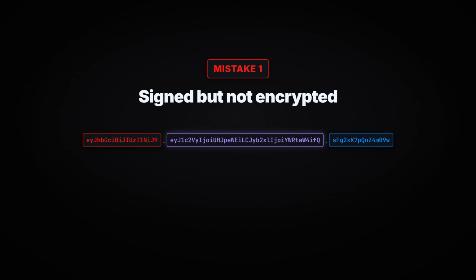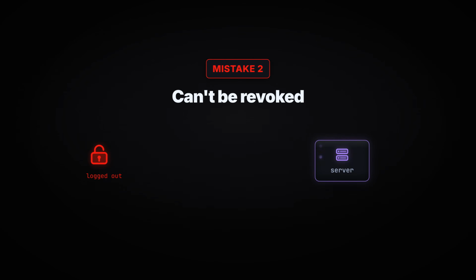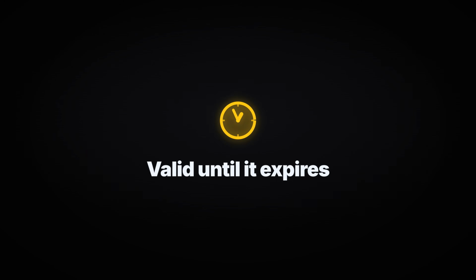Mistake 1. JWT is signed, not encrypted. Anyone who gets the token can decode the payload and read it. Never put passwords, API keys, or any secret information inside it. Mistake 2. Logging out isn't simple anymore. Remember sessions? Delete the session. Done. JWT has nothing to delete. The server already forgot about it. That token stays valid until it expires. Even if the user logs out, even if their laptop is stolen, even if the account is compromised.